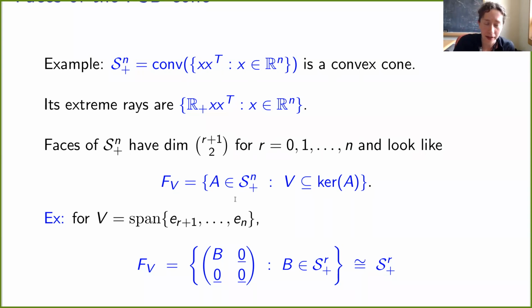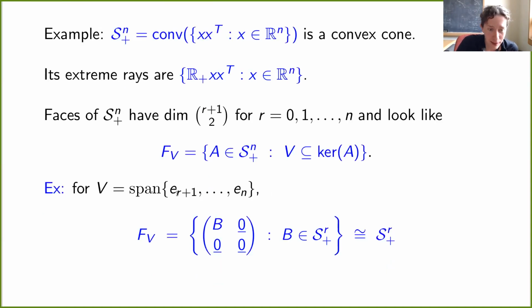And the faces have the form, they're basically mini PSD cones. The faces are determined by the kernels of their matrices. So all of the faces look like the set of PSD matrices that have some fixed vector space in the kernel. For example, it gets easier if you take the vector space to just be, say, coordinate vectors. And then the set of PSD matrices with these vectors in the kernel is just the set of matrices with an R by R PSD matrix in the top left and then zeros everywhere else. And that's isomorphic to the PSD cone of R by R matrices. So you have many families of faces, but for the dimensions of faces you have these weird jumps, right? All of the faces are isomorphic to smaller PSD cones.